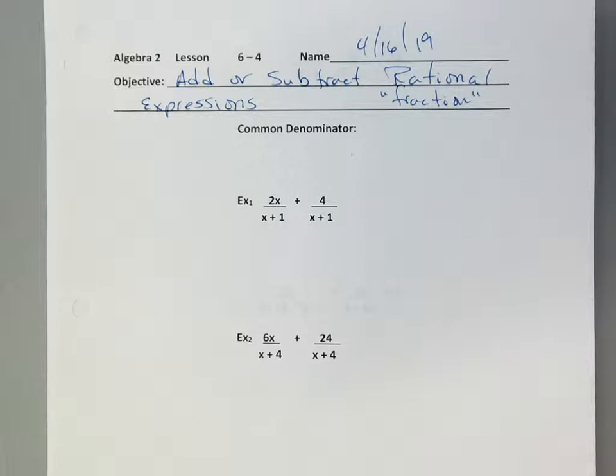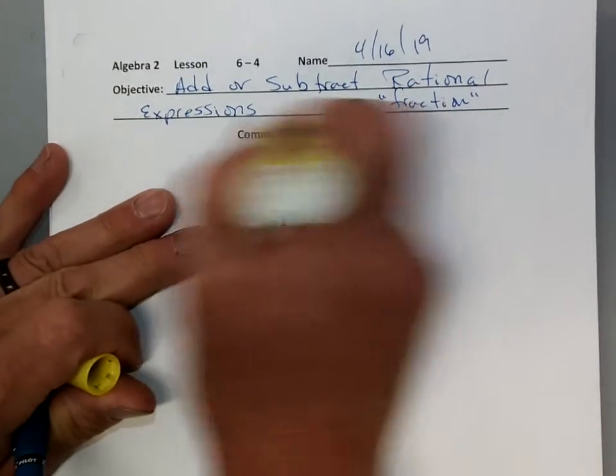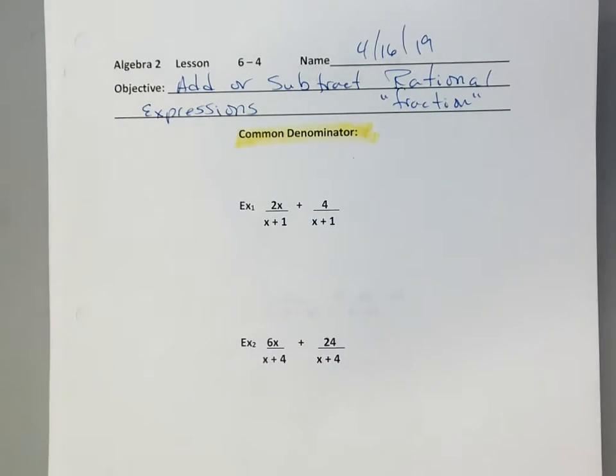Okay? So again, you have to have a common denominator. So I put that up there. I'm going to highlight it. I mean, that seems obvious, but some kids forget that. So you have to have a common denominator. You cannot add or subtract without a common denominator. Okay? So that's what makes it so hard.